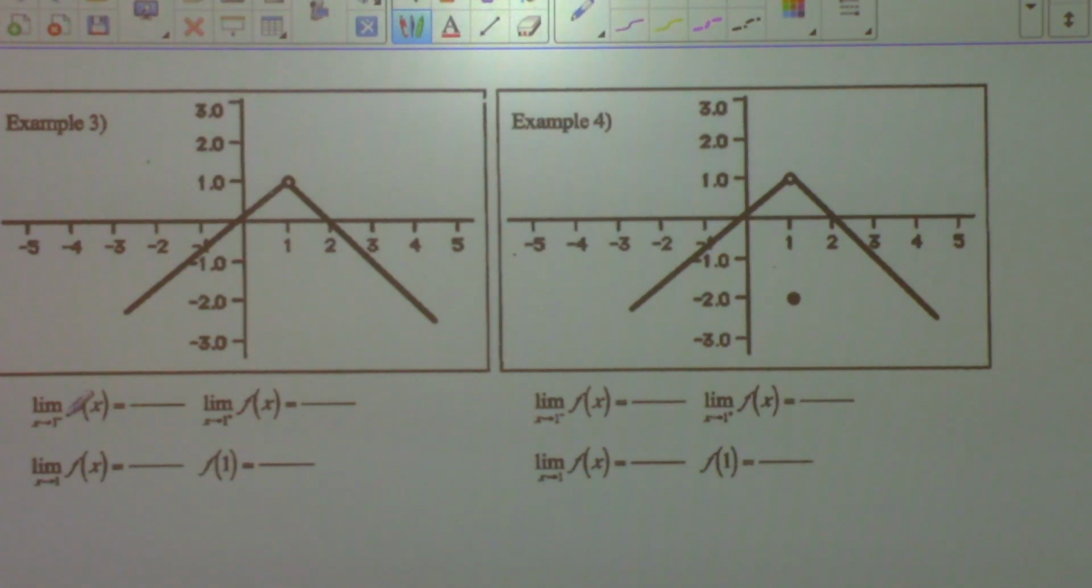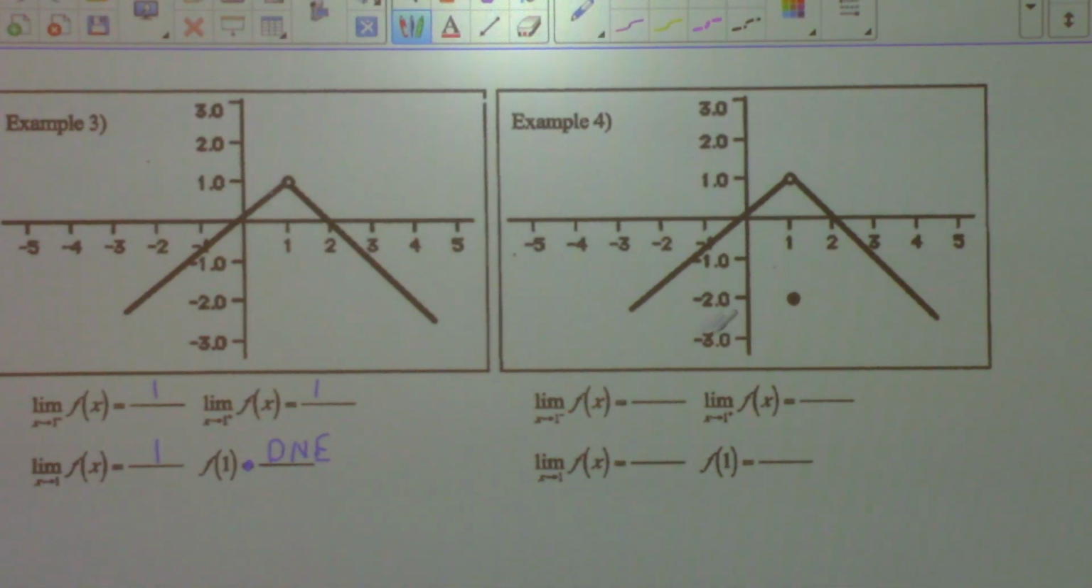Okay, limit as x approaches 1 from the left side looks like 1, right? As x approaches 1 from the right side, also 1. So the limit as x approaches 1 of f of x is 1, because this has to equal this, right? And so whatever that number is, if both these are equal, that's that. What is f of 1 equal to? Does not exist. I don't see any value. So again, it does not exist.